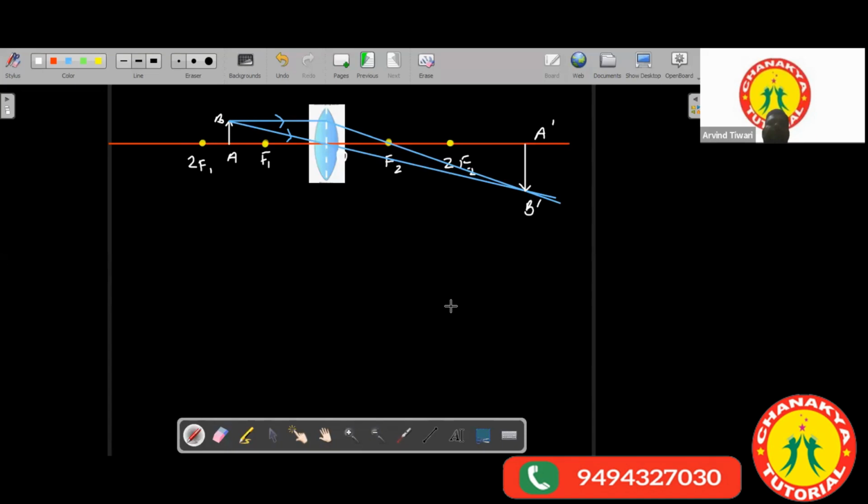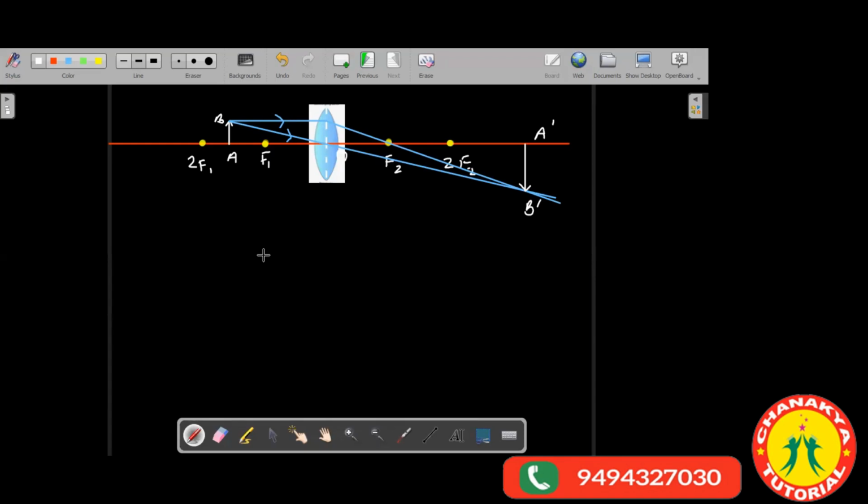Siddhisri, what type of image is obtained here? Is it a real image or a virtual image? Siddhisri, is it a real image or a virtual image? Dhairya, is it a real image or a virtual image? Sir, it's a real image, sir.